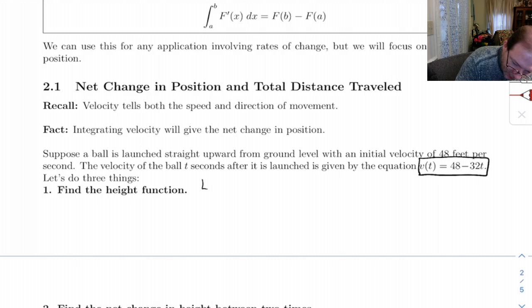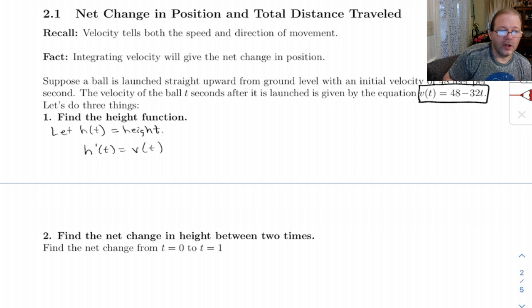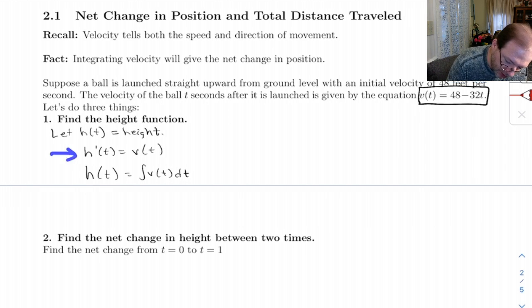So if we let h of t be the height, then if we did h prime of t, that's going to be the velocity. And another way of writing that relationship, h prime of t is velocity, would be h of t is the integral of velocity. So those two things really tell you the same thing. They're just written slightly different. So let's find h of t.